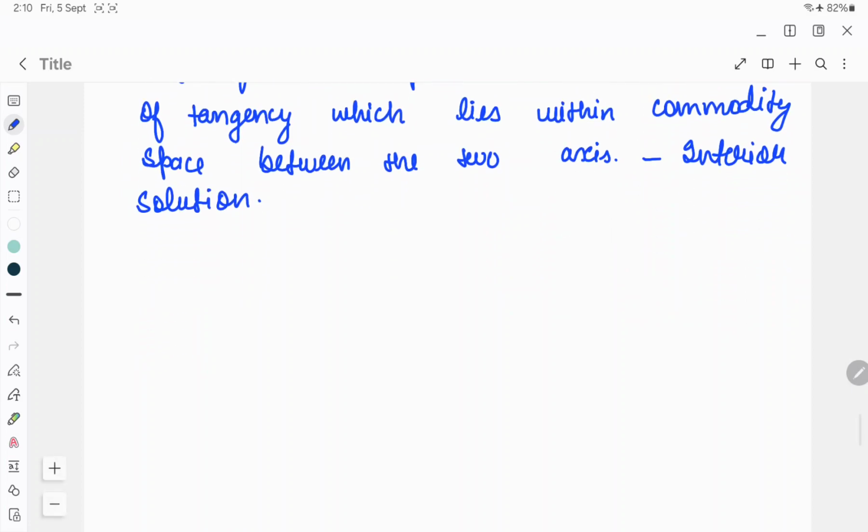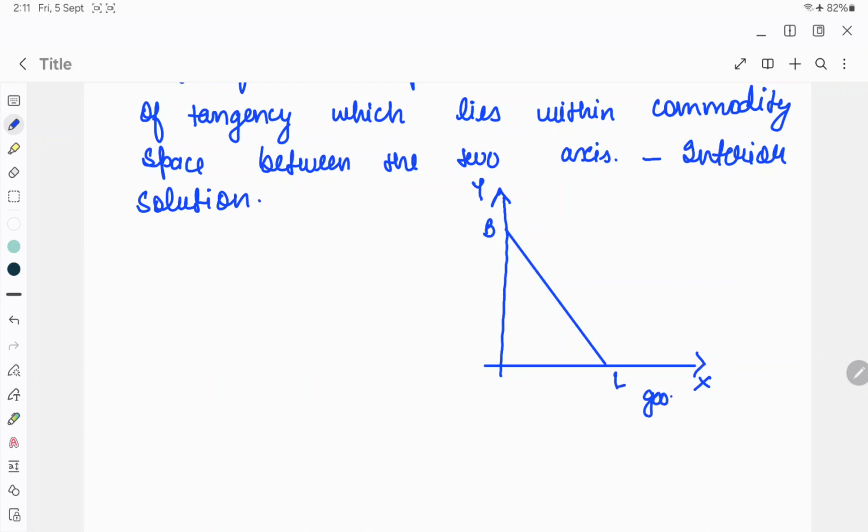We simply represent it by this: the x-axis, the y-axis, budget line, good x and good y, point O.